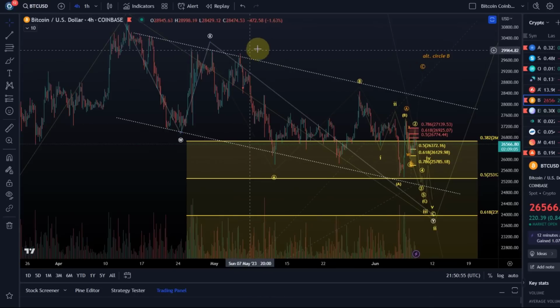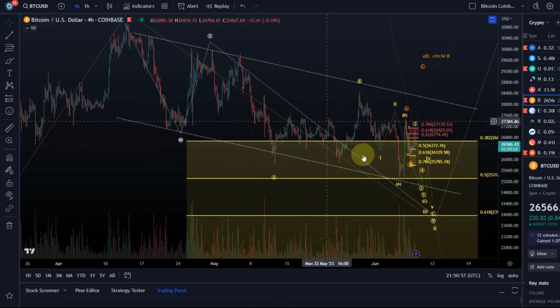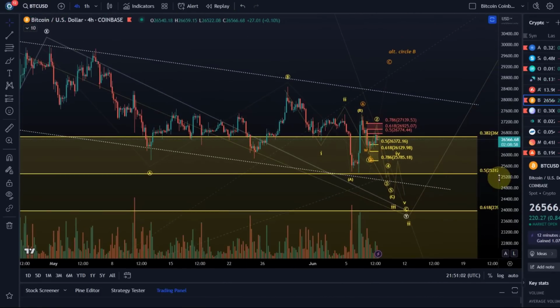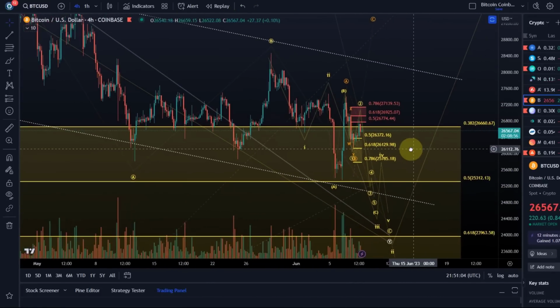Now, in this wave 2, we're looking still at this WXY correction. And in the Y wave, we have this ABC correction. I've got a yellow count and I've got an orange count.